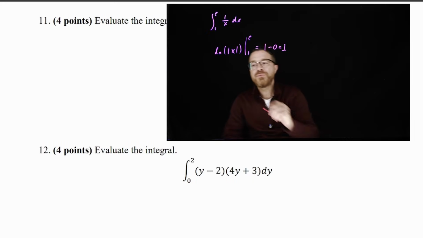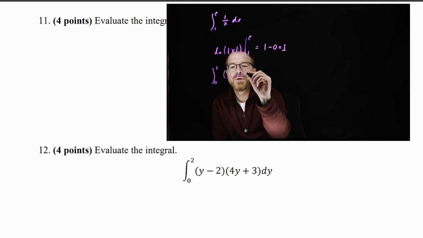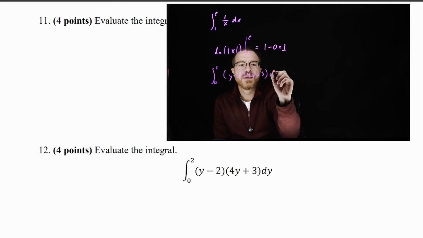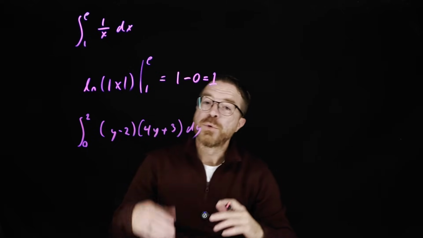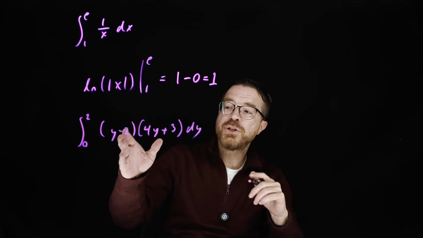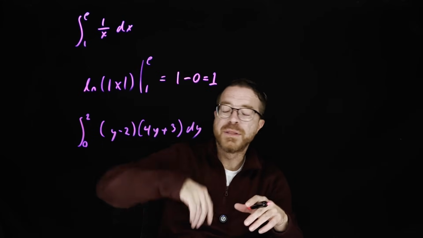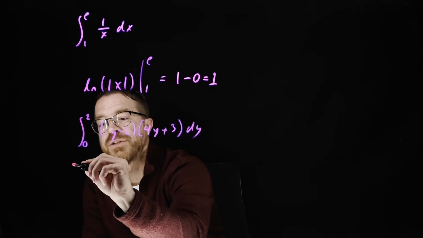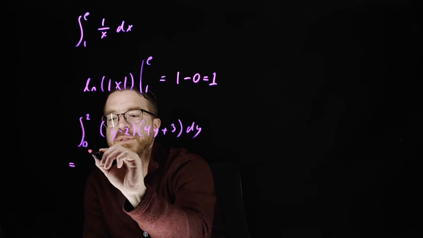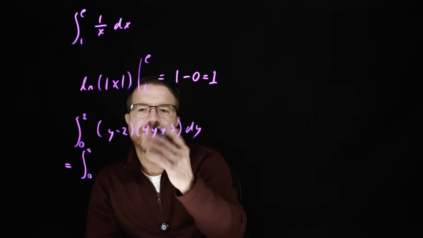For problem 12, we want to find the answer for the integral from 0 to 2 of (y minus 2) times (4y plus 3) dy. So in this case, again, I can't find the antiderivative in its current form. So what I'm going to do with this is I'm actually going to distribute the y minus 2 into this, and this will give me something that I can actually find the antiderivative for. So this is going to be the integral from 0 to 2. So what I'm going to do is I'm going to distribute this and basically FOIL it out.